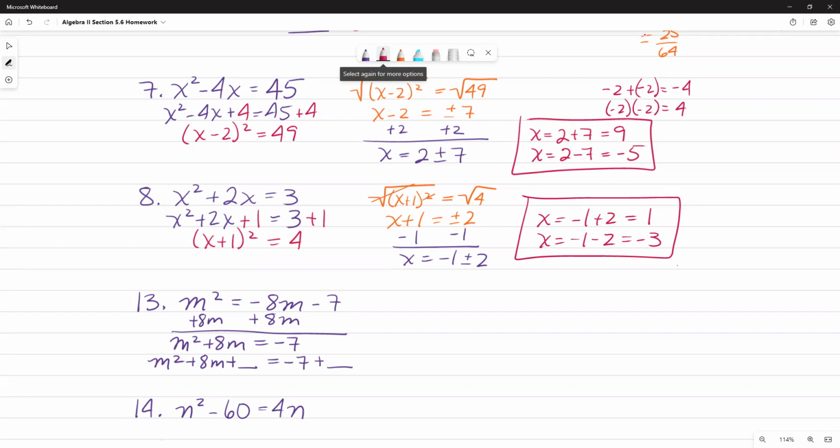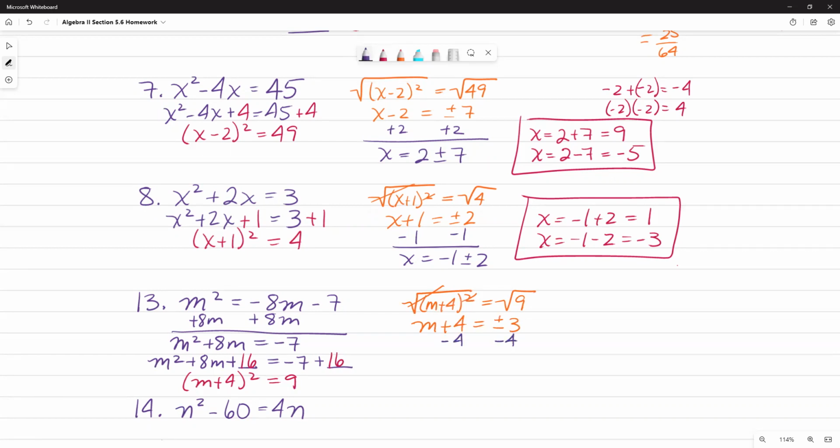4 plus 4 is 8. 4 times 4 is 16. So I'm adding 16 to both sides. And so this becomes m plus 4 squared equals 16 plus -7 is 9. And now we can solve. So the square root of m plus 4 squared equals the square root of 9. Cancel out. This becomes m plus 4 equals plus or minus 3.